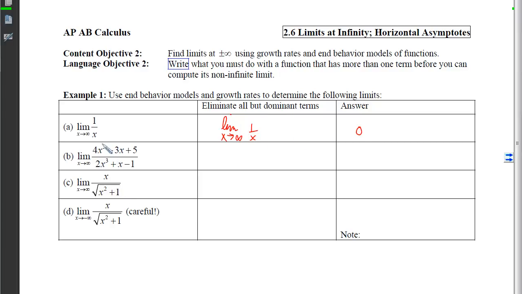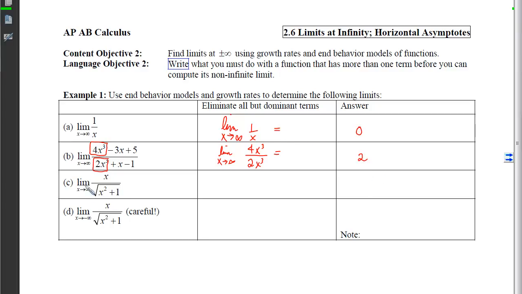If we look at this one, now it's a little more complicated because we have more than one term on both the top and the bottom. So at this one, we will look and see that we have polynomial terms and that the cubic is going to outpace the linear and the constant. Same thing on the bottom, that 2x cubed is going to outpace the x and the negative 1. So the dominant terms for both the top and the bottom, or the end behavior model as x goes out toward infinity, on the top will be just 4x cubed, and on the bottom it will be just 2x cubed. So if I reduce that, I can cancel the x cubes, cancel the 4 and the 2, and end up with an answer of 2.